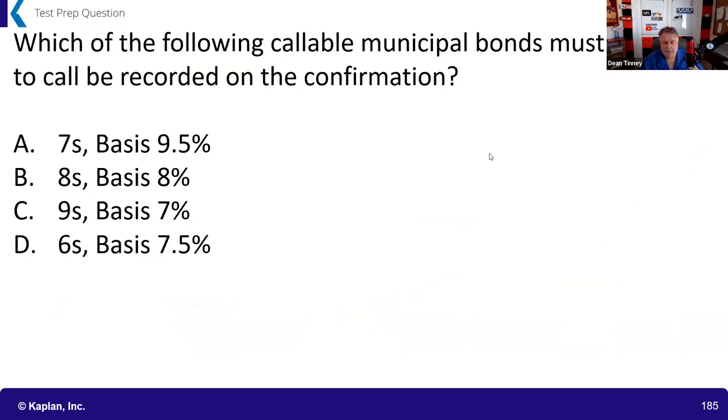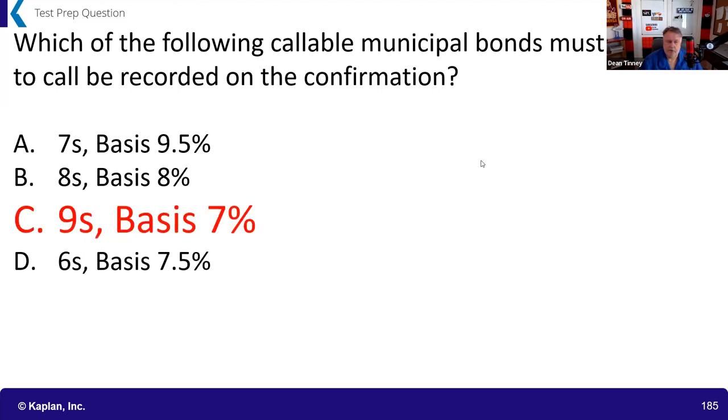All right, so I got a couple of performance opportunities for you. Which of the following callable municipal bonds must the yield to call be recorded on the confirmation? So what I'm asking you in this question is to recognize which one of these bonds is at a premium. So which one do you think it is? Excellent. Right. The way you should do this is with your teeter-totter.